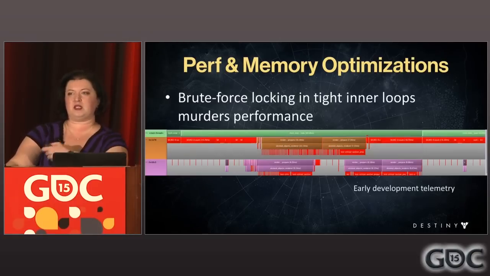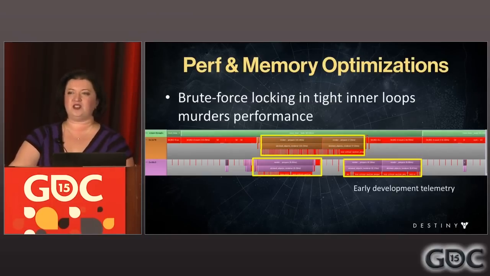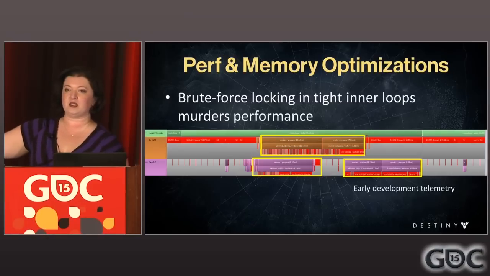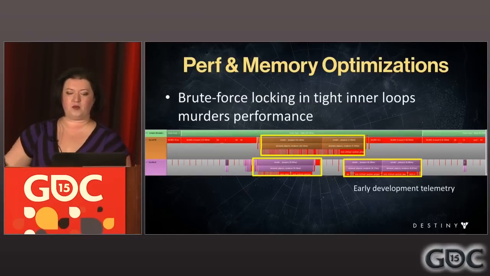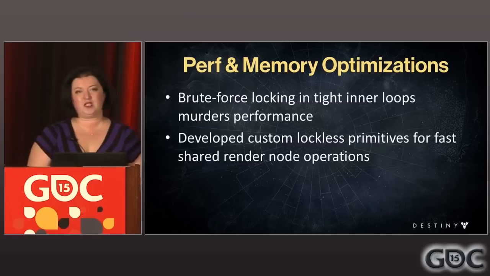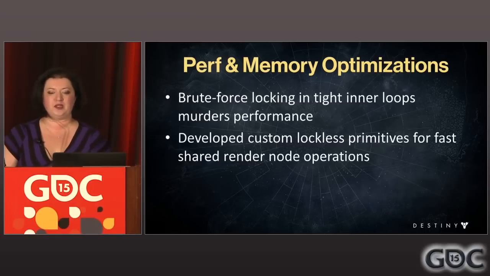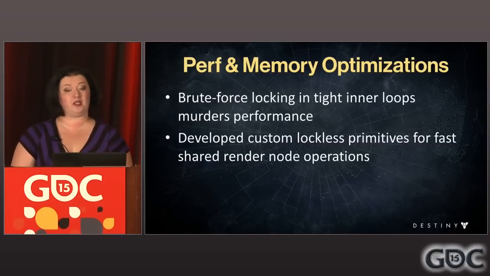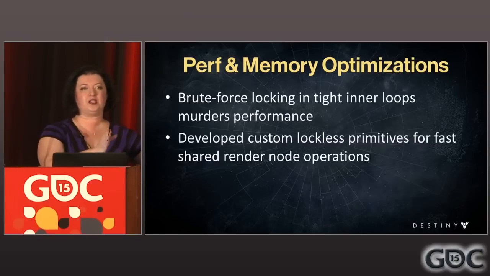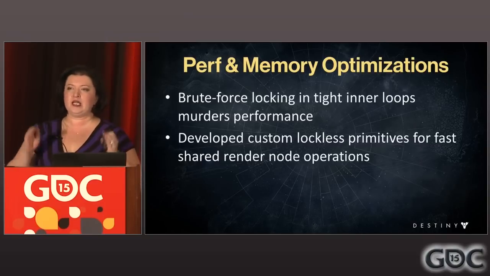This is the early in development example of using simple locks. You can see the wall of red is your locks. This is how often you are wasting performance by doing that synchronization in a very non-performant way. This is, of course, not what we shipped with. Instead, we developed custom lockless synchronization primitives for the render nodes. We used an interlocked bit vector, and then we essentially hashed the render node to a key during synchronization. The key varied by frequency of access.